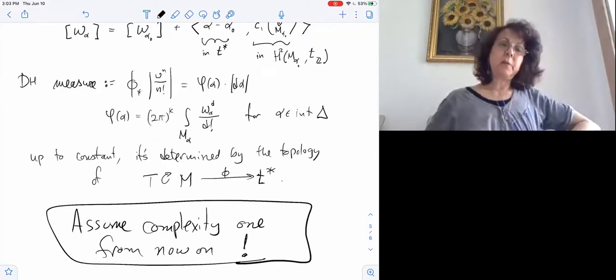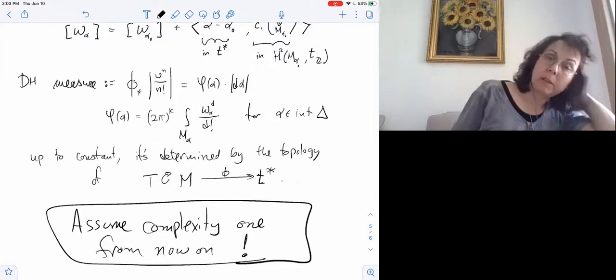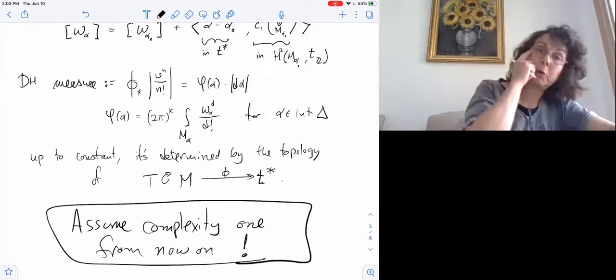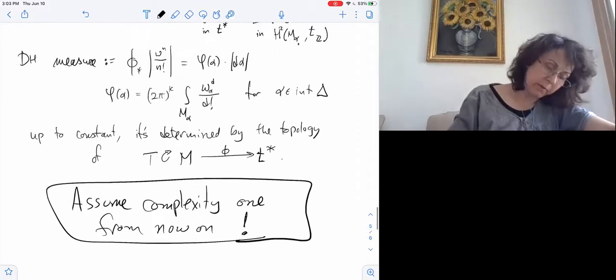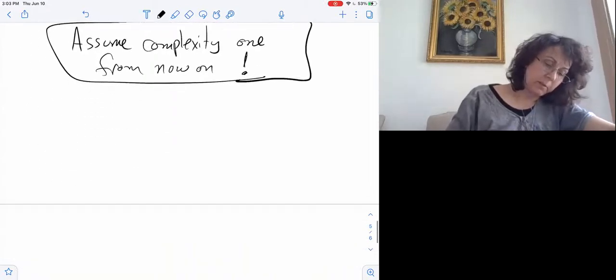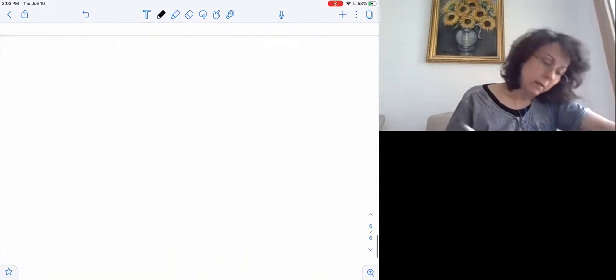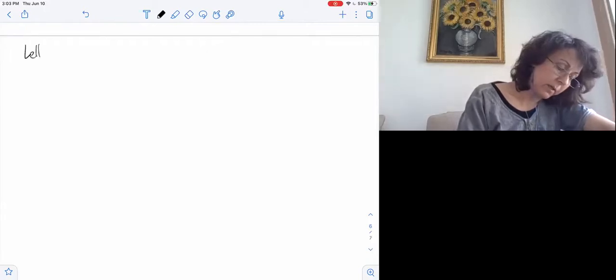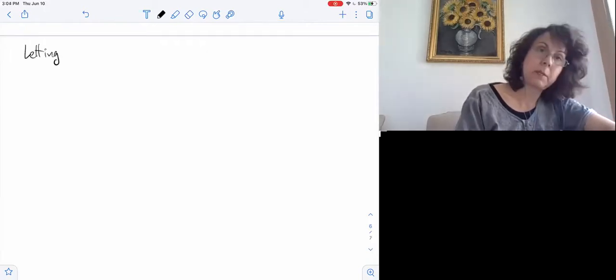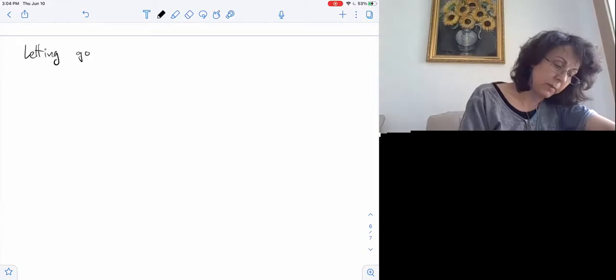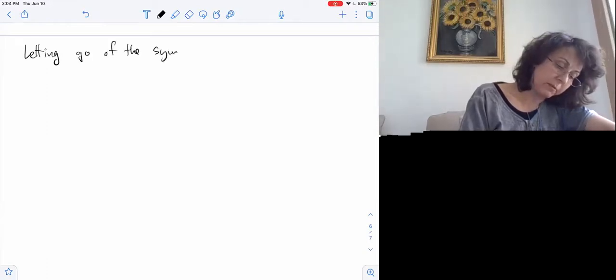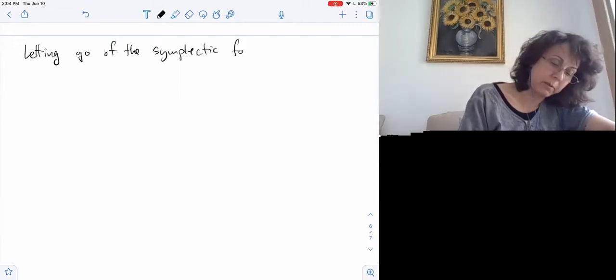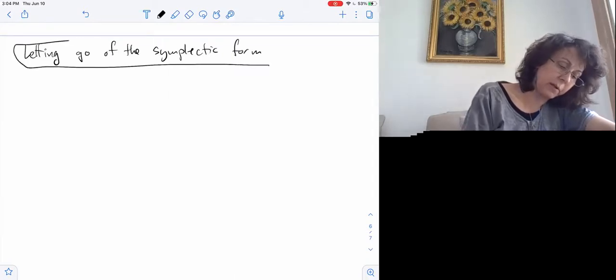So I gave you some of the invariants that will be relevant here. Let me say a little bit more about the proof here. What is so special about complexity 1? One of the ingredients in the proof is that complexity 1 allows us to let go of the symplectic form, allows us to reduce, using Moser's method, the symplectic geometry to just the equivariant differential topology.